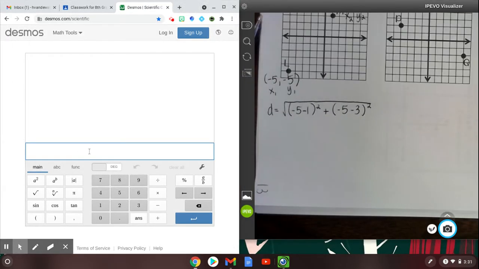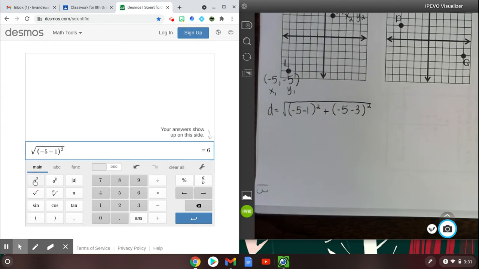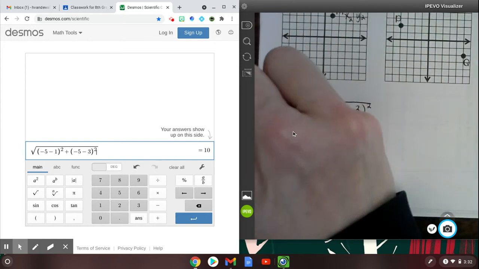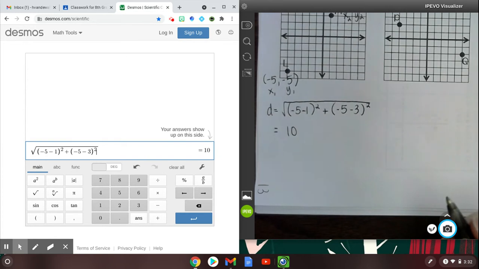Okay, so if I enter this in Desmos, I'm going to use the square root bar, and then start with my parentheses, -5 minus 1, close my parentheses, and hit the squared key. Then I hit plus, and my parentheses again, -5 minus 3, close out my parentheses, and hit the squared key again. Desmos will do it all for you because it does the order of operations perfectly. So it should give you the answer, which is 10.